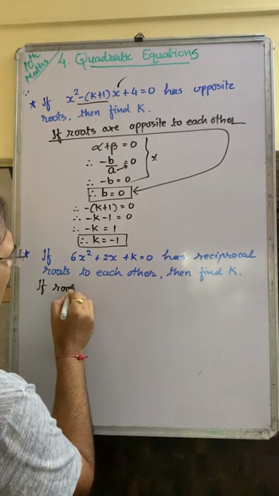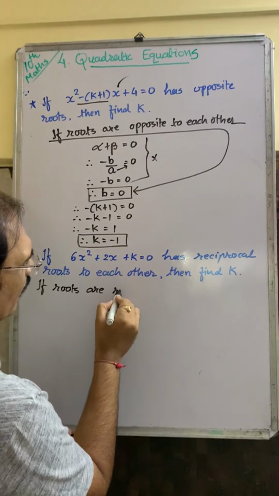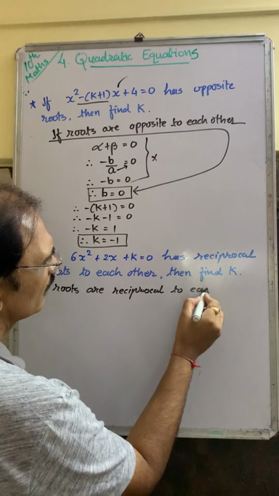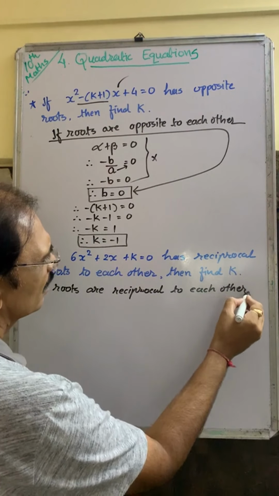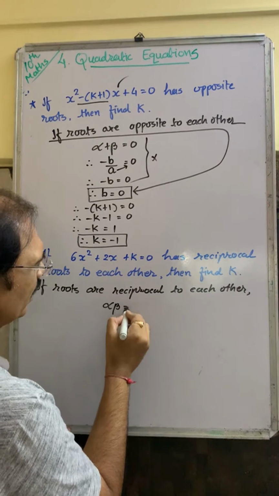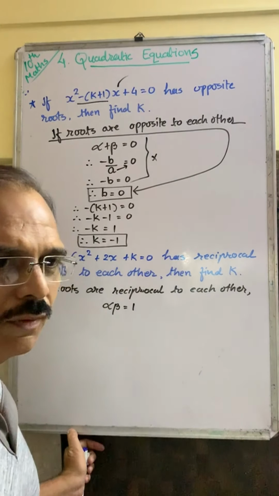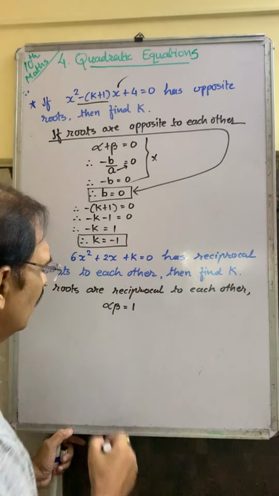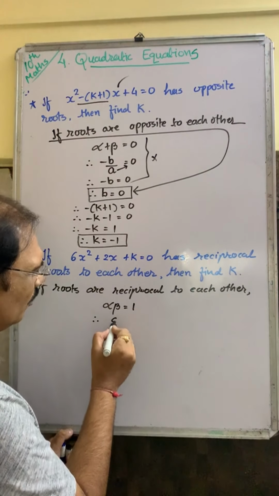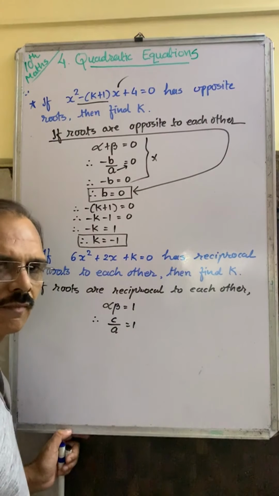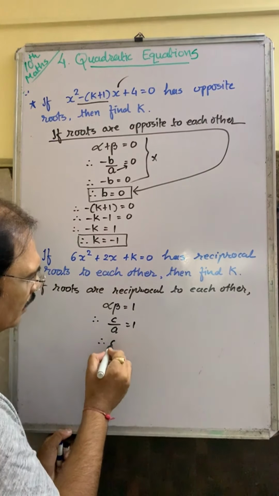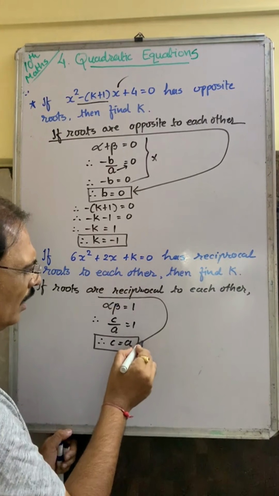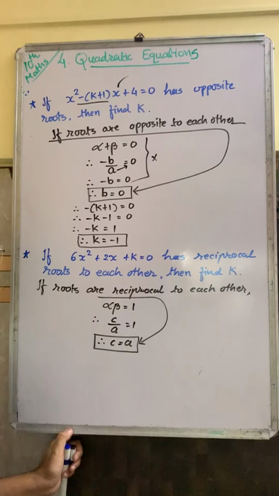Means here the rule is what? If roots are reciprocal to each other, then we can write alpha into beta is 1. Let alpha 5, beta reciprocal 1 upon 5, 5 cancel, so alpha beta is 1. But we know the formula, alpha beta is C upon A equal to 1. Take A this side, then C equals A. Means C and A must be same. If roots are reciprocal, remember C equals to A.